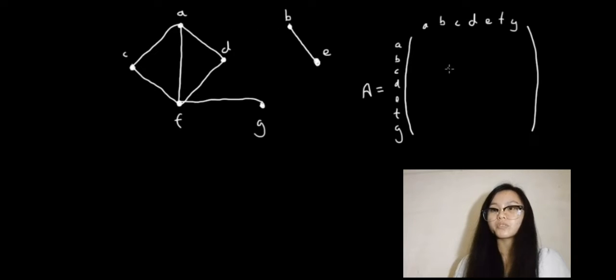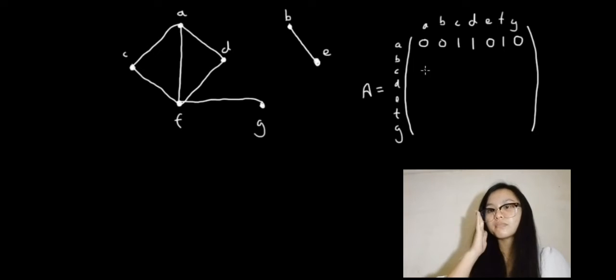A is not linked or not adjacent to B, so I put 0 there. A is adjacent to C. Likewise, it's adjacent to D. It's not adjacent to E, it's adjacent to F, and it's not adjacent to G. Okay, so that's the first row then. And also A is not adjacent to itself.